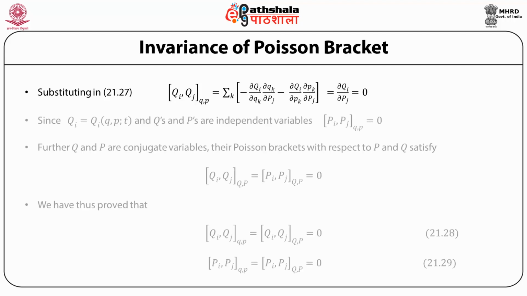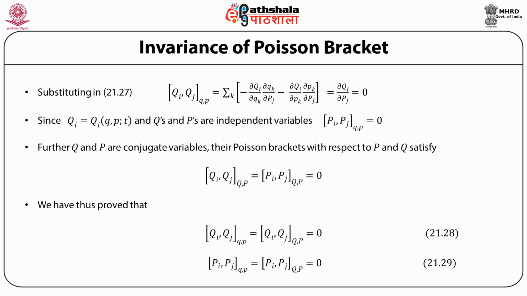Now, since the new coordinates Q and the new momenta capital P are conjugate variables, their Poisson brackets with respect to the new momenta and coordinates also satisfy the fundamental relations, that is, the Poisson bracket of qi, qj with respect to the new coordinates is equal to the Poisson bracket of pi, pj is equal to 0, and we have thus proved that the fundamental Poisson brackets hold.